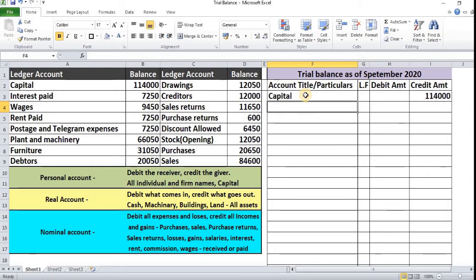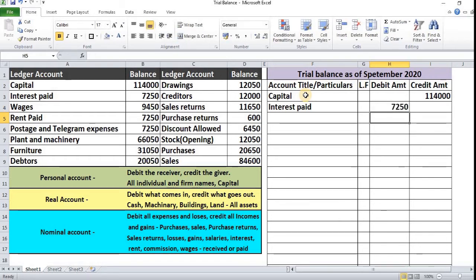Our next account is interest paid. So interest paid is an expense. So all expenses fall under nominal account. So the rule for nominal account is debit all expenses and losses, credit all incomes and gains. So as per nominal account, expense should be debited. So we are debiting interest paid amount. Now we will mention the type of account under particulars. Now we will mention the balance in the debit amount column, that is 7,250.